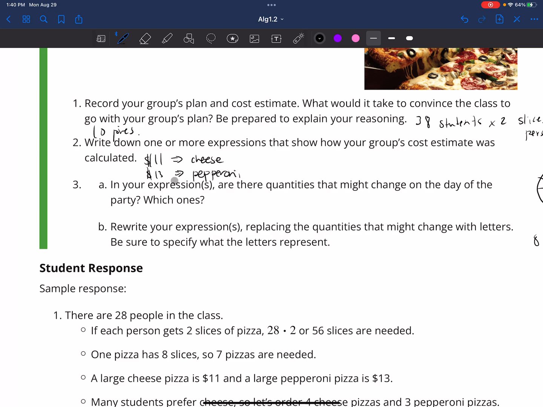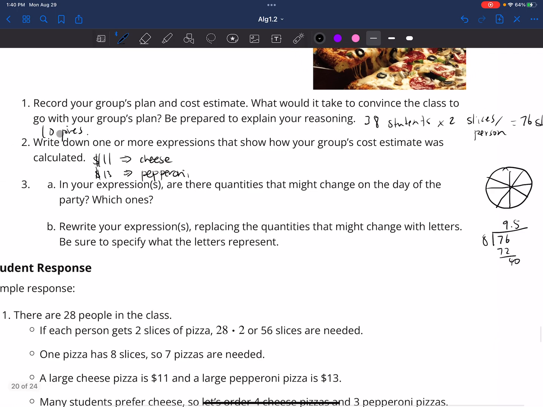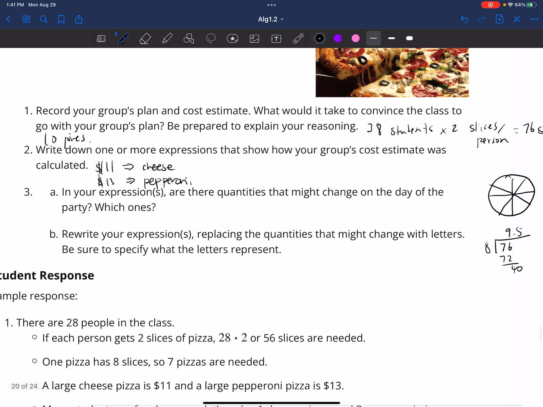So if that is the case, we want to buy 10 pies. It depends how many cheese and how many pepperoni pizzas we're going to get. For me, I'm just going to do half and half, to make it easier and keep everyone happy. So I'm going to have 10 pies: 5 cheese, so that's 5 times 11, since each cheese pizza costs $11. And then I'm going to have 5 pepperoni, so that's 5 times 13.